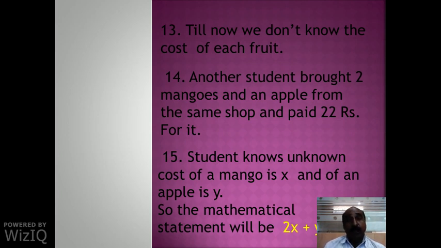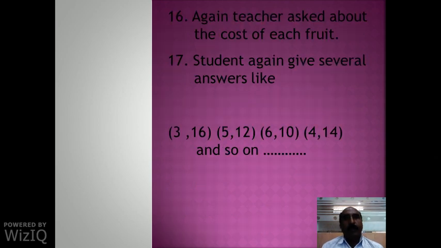Another student bought two mangoes and one apple from same shop and paid 22 rupees for it. Student notes unknown cost for a mango is x rupees and for an apple is y rupees. So mathematical statement will be 2x plus y is equal to 22. Again teacher asked about the cost of each fruit. Now can you tell me the cost of each fruit.